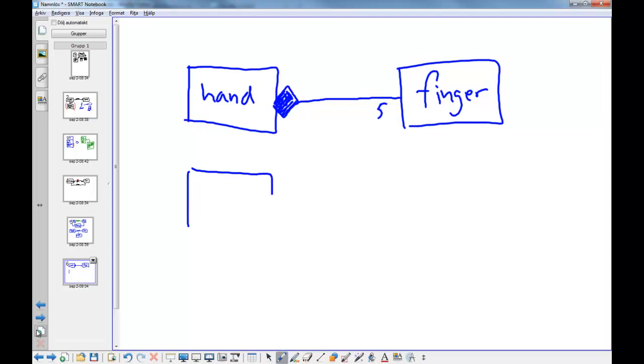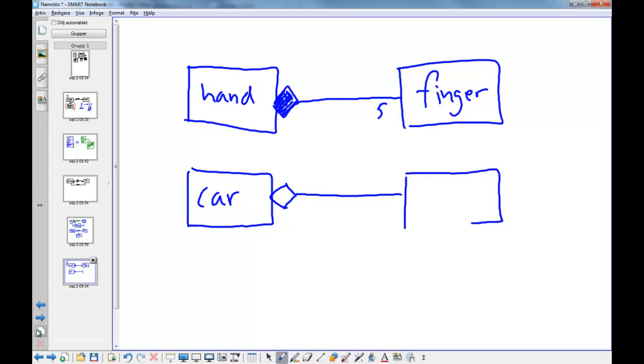And the aggregation looks like this. It's a diamond that is not filled in. And this also means that, well, a car can have 3 or 4 wheels, but the wheels can be removed also and live on their own, so to speak.